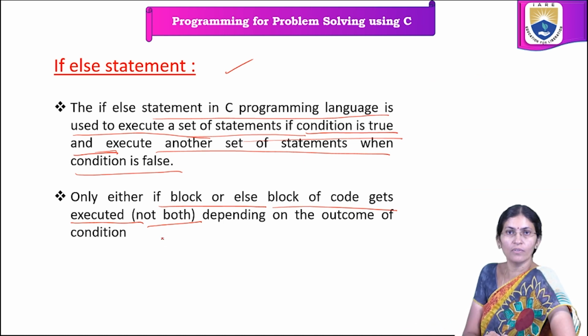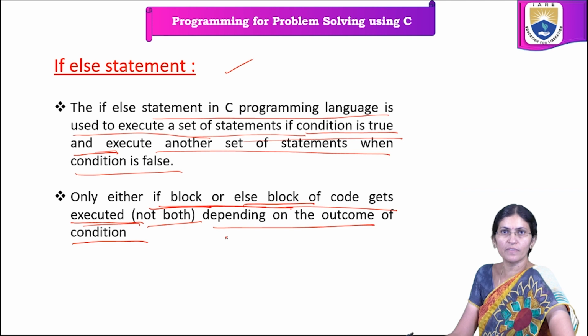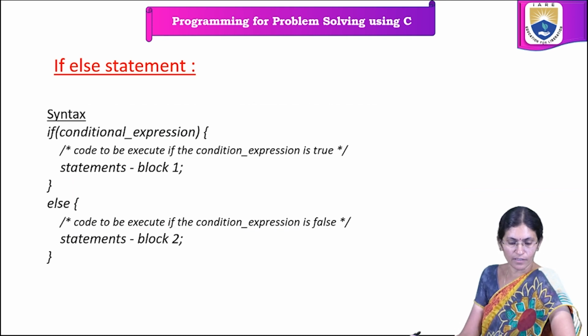So all those examples can be implemented by using an if-else statement, depending on the outcome of the condition. So only either the if block or the else block, not both. Both of them will not get executed. Only the if block or the else block of code will get executed, depending on the outcome of the condition. Now let us see the syntax for this if-else statement.